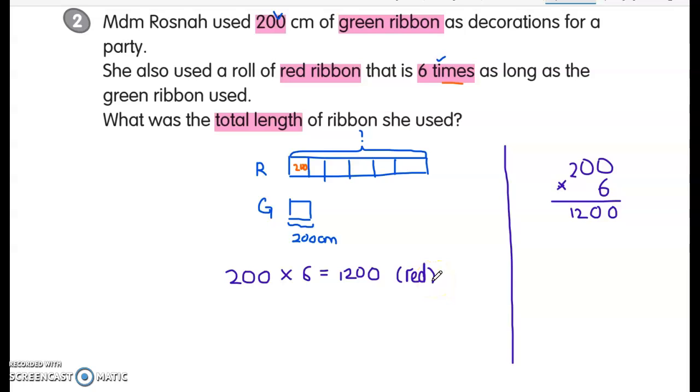So now we know red, we have green. How do we find the total length? Total, right? So we add. Okay, so 1200 plus the green ribbon, and you should get the total.